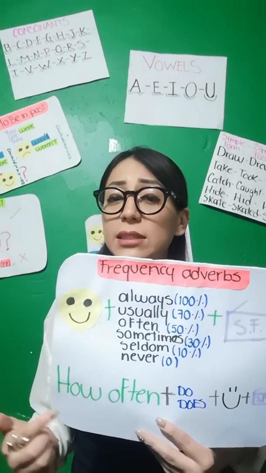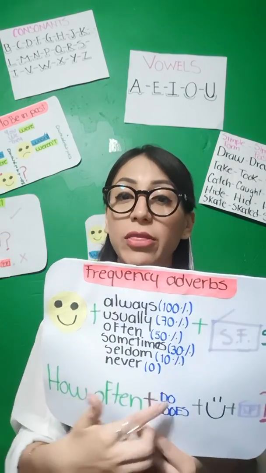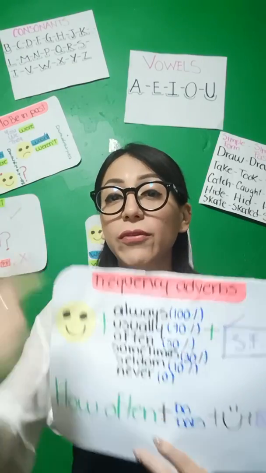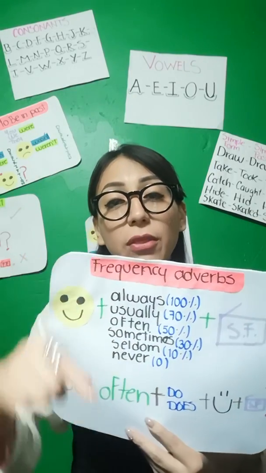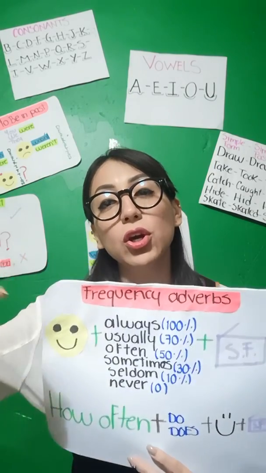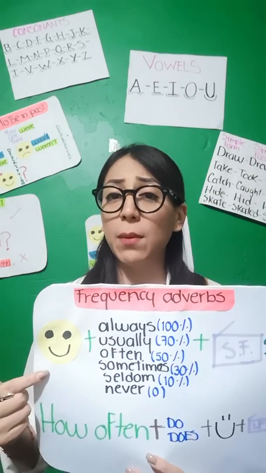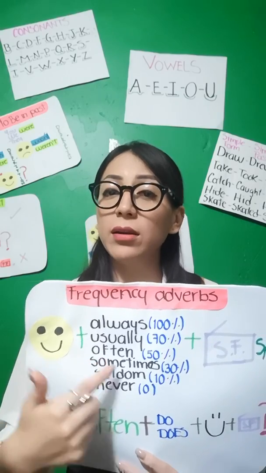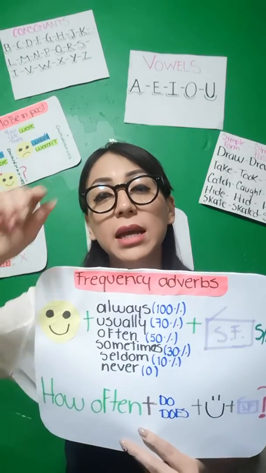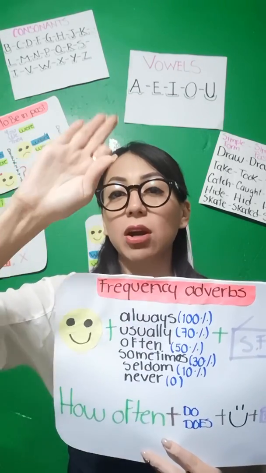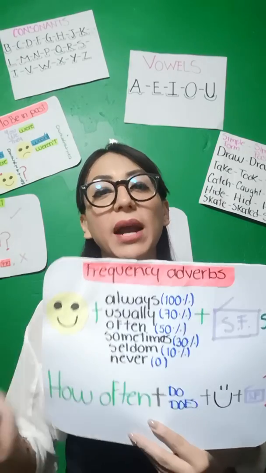Or imagine that I said, how often does, because does is for he, she, and it. Remember, does for he, she, and it. Do for I, you, we, and they. Okay, so how often does your mother cook spaghetti? Maybe I can say, my mother often cooks. Remember, we have to add the S or the ES to our verb if we use she, he, or it. My mother often cooks spaghetti.